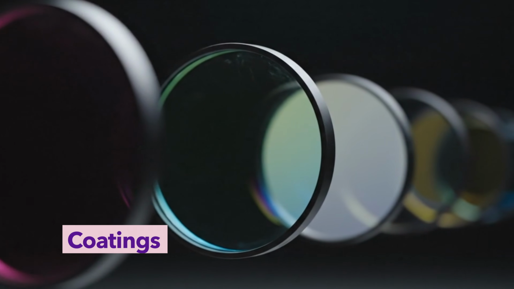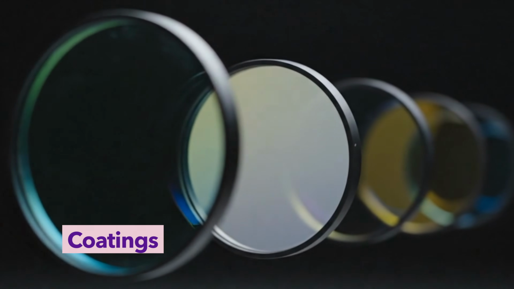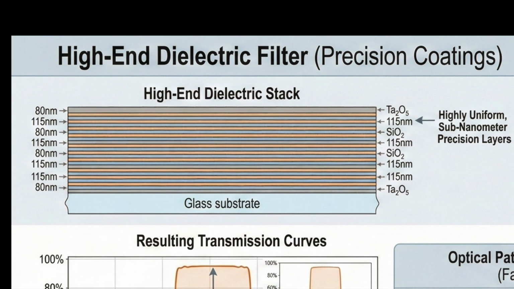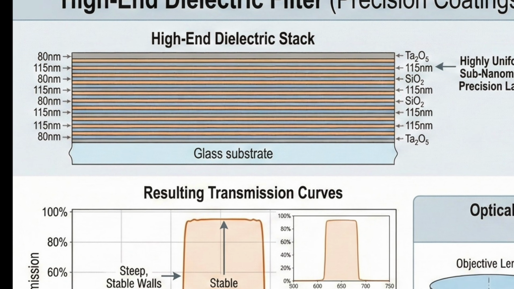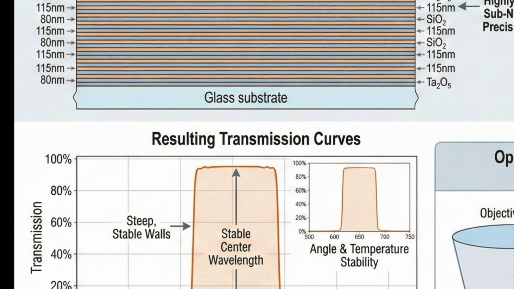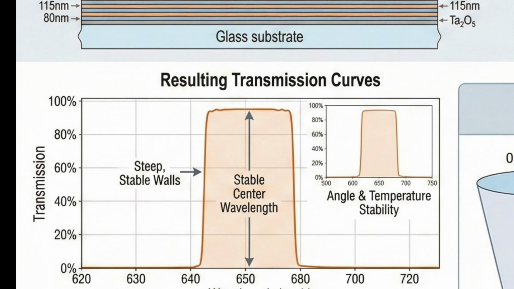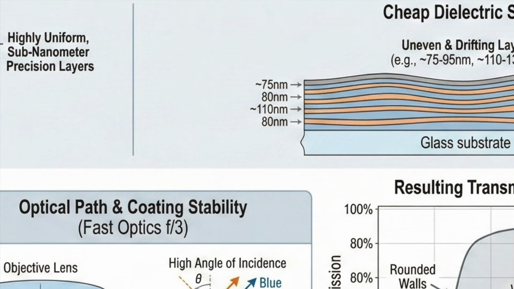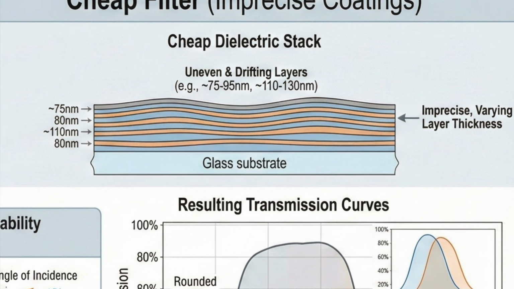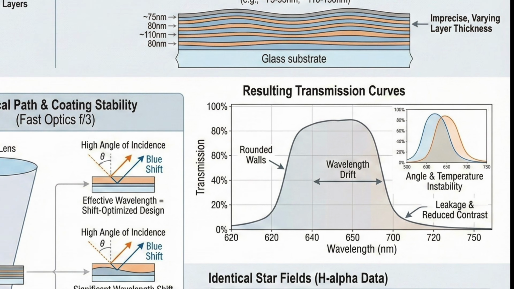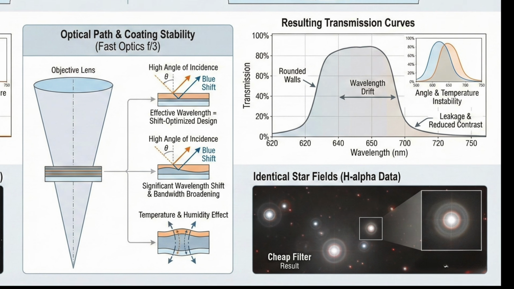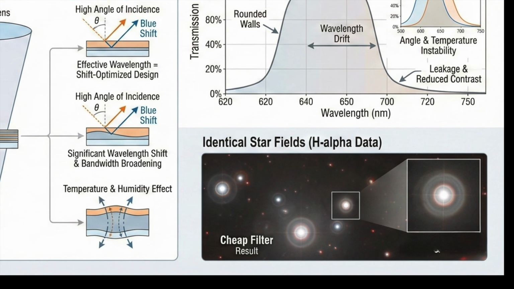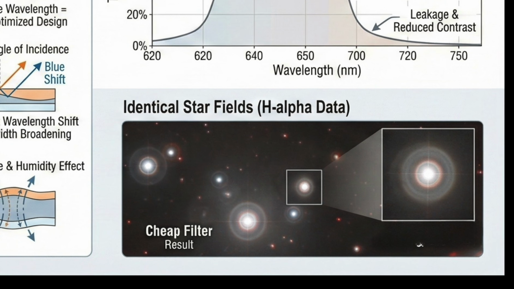Coatings. These are the silent architects of your night sky. High-end filters use multiple layers of dielectric coatings with microscopic precision. Each layer is engineered to reflect or transmit specific wavelengths, shaping the transmission curve with mathematical accuracy. Cheaper coatings drift, warp, scatter, or shift with temperature, humidity, or steep light angles. When coatings misbehave, the results are immediate: bright halos around stars, unwanted reflections, distorted colors, and blurred fine details.